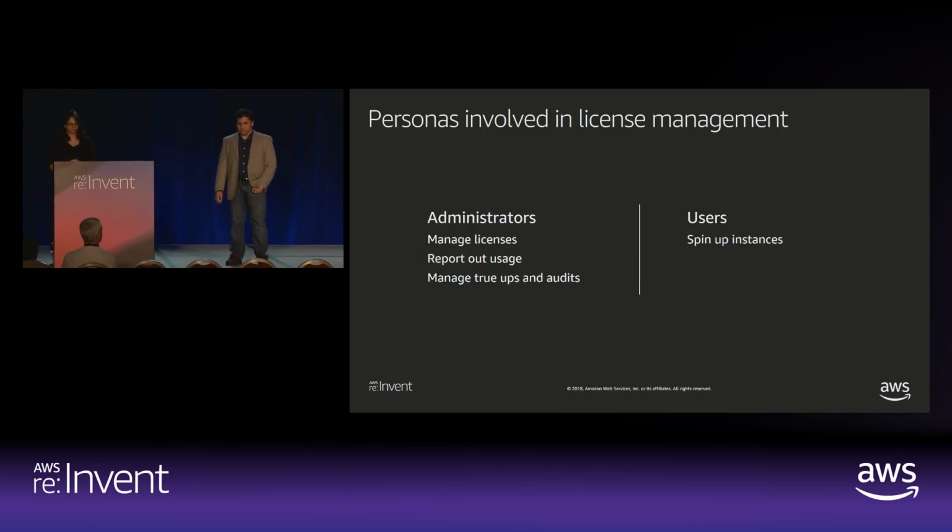Talking about license management, in our customer discussions, we have observed that typically there are two personas involved at a very high level. Those personas can be called administrators and users. Now, based on your organization, these administrators may be called asset managers, procurement managers, IT managers. So to understand what this persona does, it is the set of people or group who are responsible for managing licenses. Also responsible for reporting out usage when there is a true-up or audit coming up. And also ensuring that there is compliant usage of licenses within the organization.